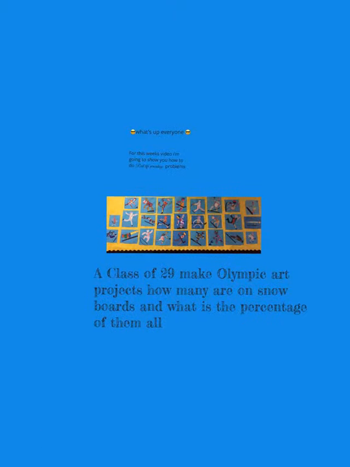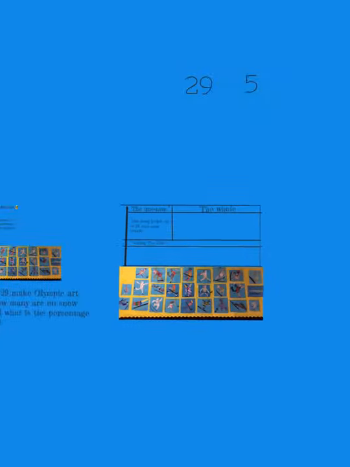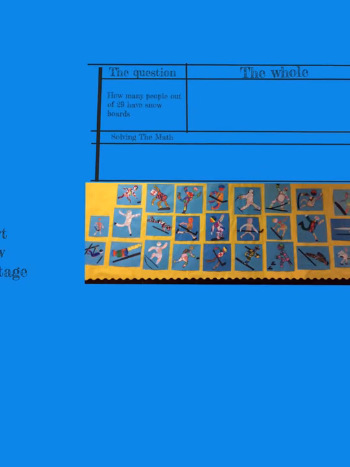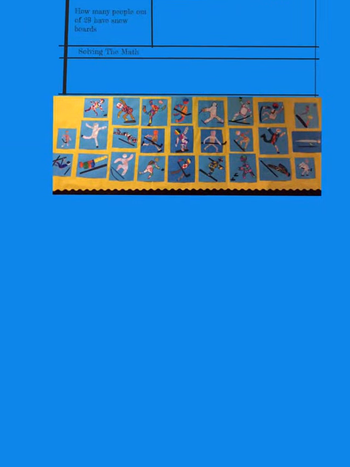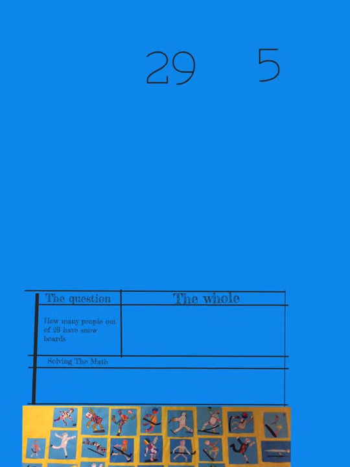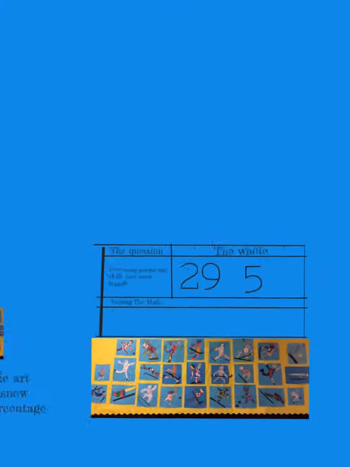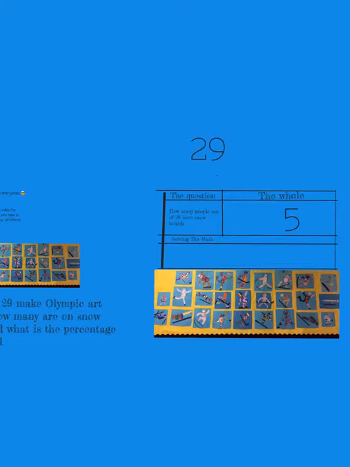A class of 29 make Olympic art projects. How many are on snowboards and what is the percentage of them all? So here's our question. The question, how many people out of 29 are on snowboards? So I already counted them all and that's 5. So the whole of the number will be 29 because that would be all together. And what we're asking is 5. So we're going to turn that into a fraction. 5 over 29.